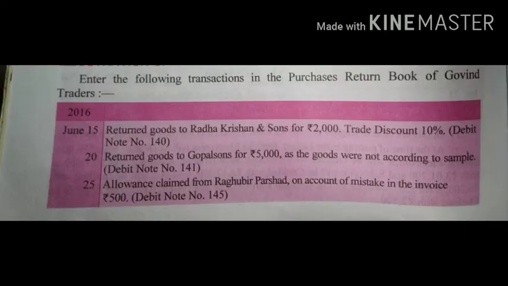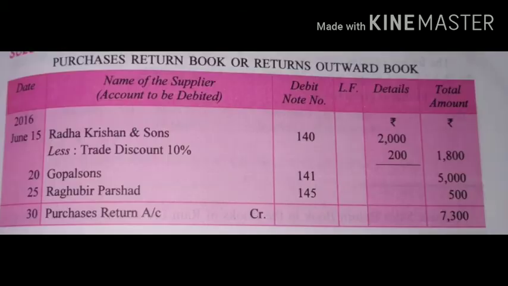Now on 20 June, returned goods to Gopal Sons for rupees 5000 as the goods were not according to the sample, debit note number 141. So first of all we'll put the date, 20 June, then the name of the supplier, that is Gopal Sons, to whom we have returned the goods. Then the debit note number is 141, and no detail is there, we will just write this amount 5000 in the total amount column.